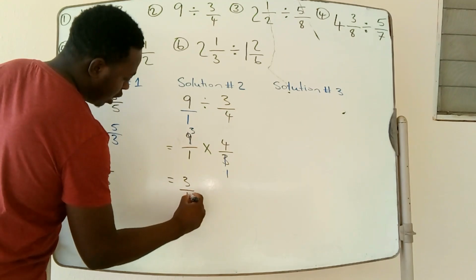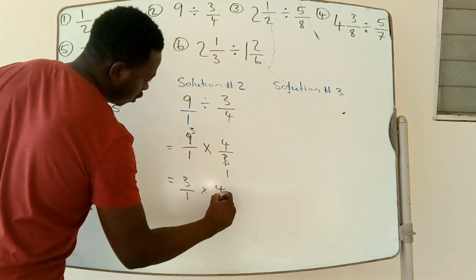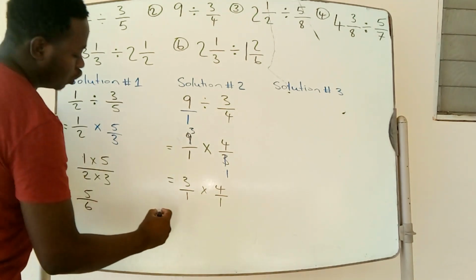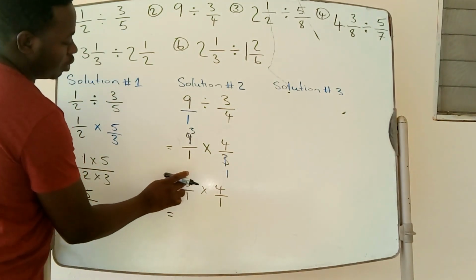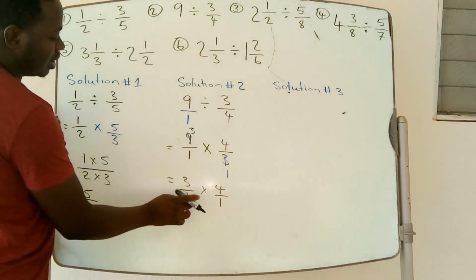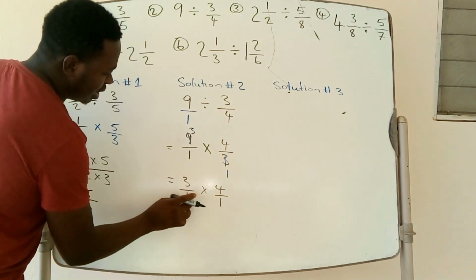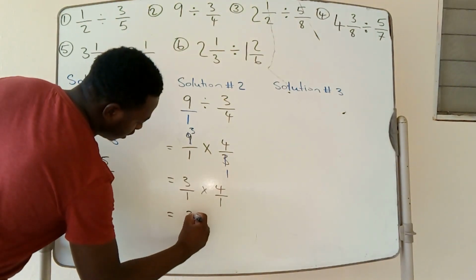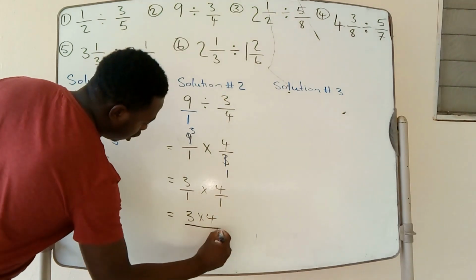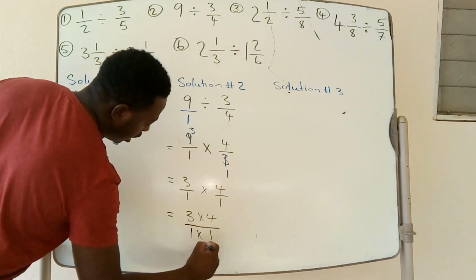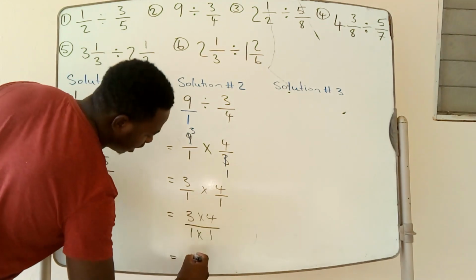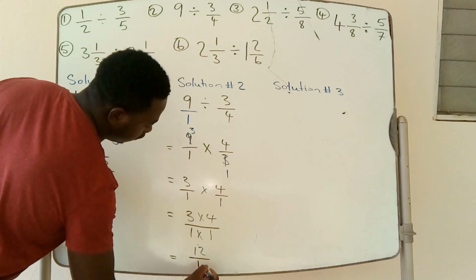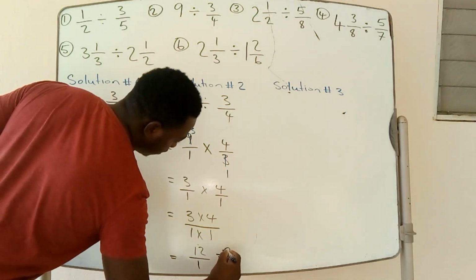So we have 3 over 1 times 4 over 1. Can anything else be reduced? No. So what we are going to do is to multiply numerator by numerator and then denominator by denominator. So we're going to have 3 times 4 all over 1 times 1, which is equal to 12 over 1, and 12 over 1 is the same thing as 12.